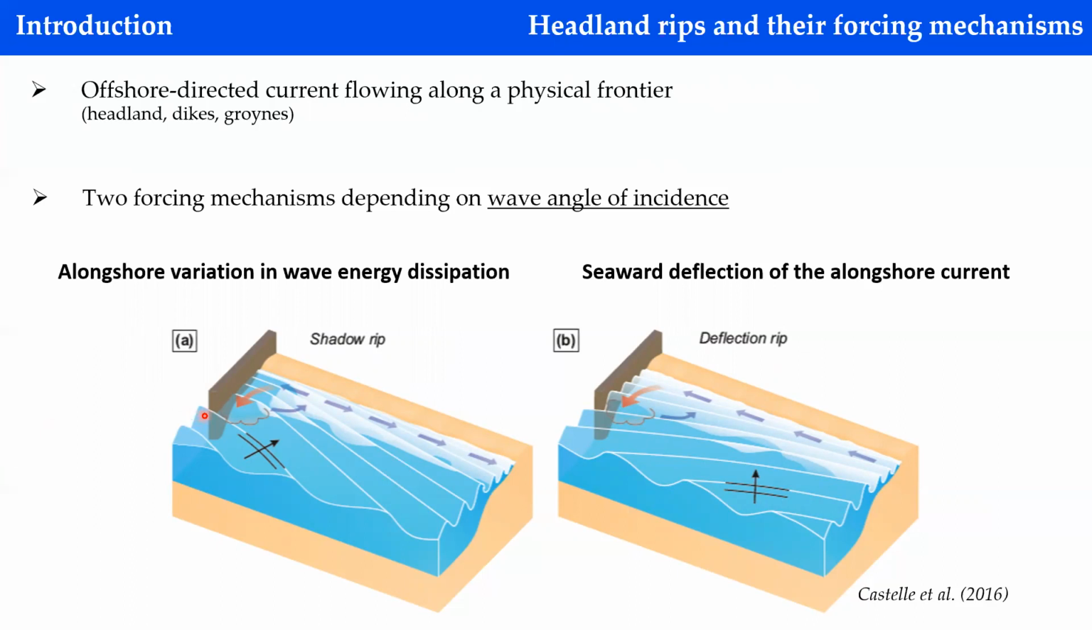So when the waves are coming this way, the presence of the frontier will create a wave shadow area here, which will induce an alongshore variation in wave energy dissipation and in turn create a circulation this way, with the shadow rip flowing against the frontier. The other way around, the breaking of the oblique waves here will create an alongshore current flowing along the beach that is further deflected seaward by the frontier here, creating a deflection rip along the frontier.